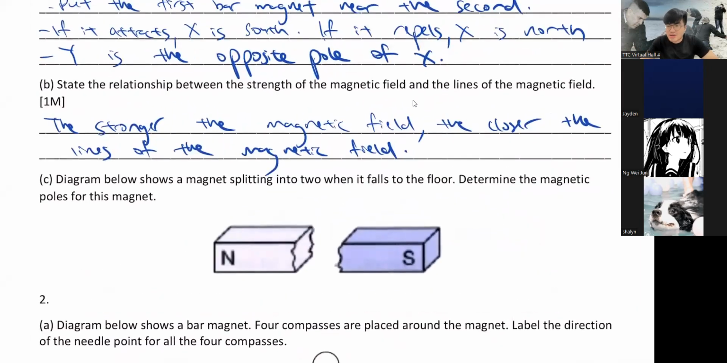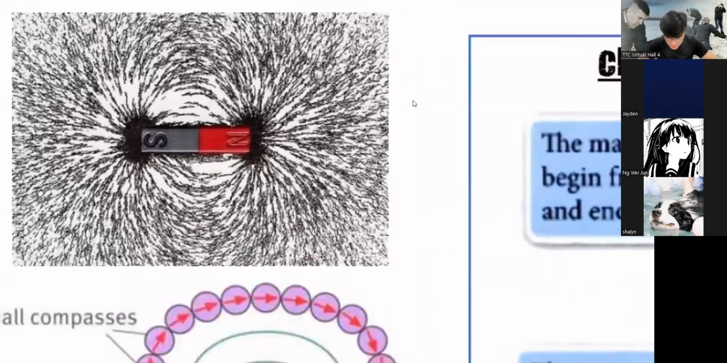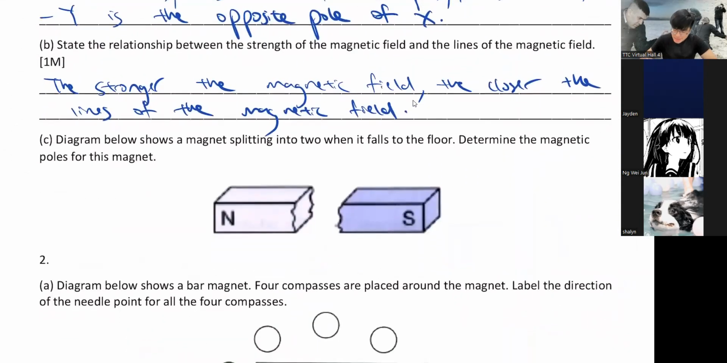The stronger they are, the closer the lines. You look at this, you understand. Look at nearby the poles here. Can you see the lines are very close? Very dark here, very strong. Whereas this part here, the white part, is very weak. The further away you are from the magnet, the weaker the magnet is.